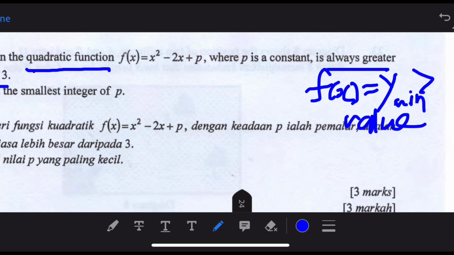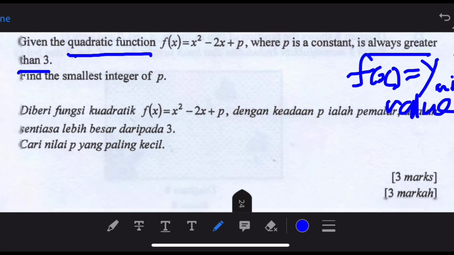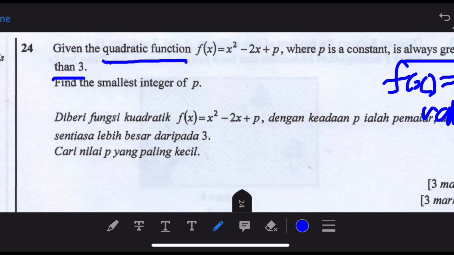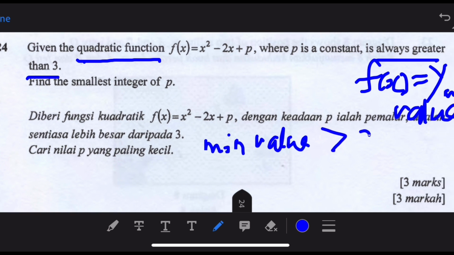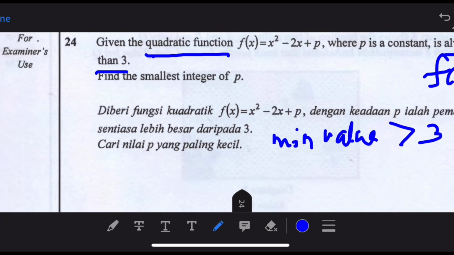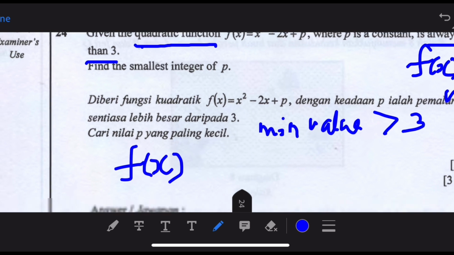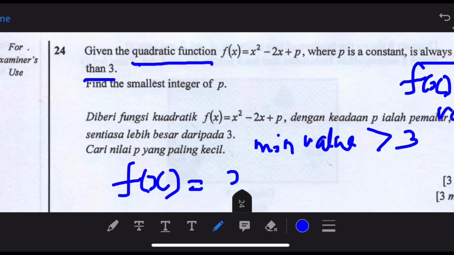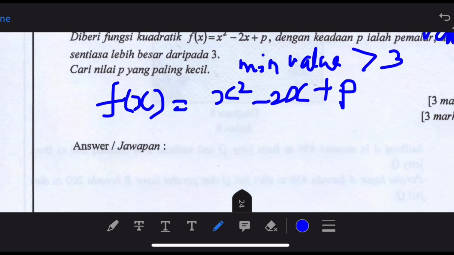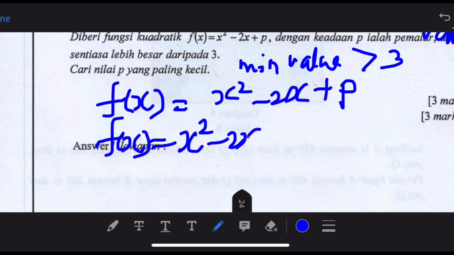We will try to use many ways. There are 3 ways actually. One is completing the square, the other is using the formula x equals negative b over 2a, which is the formula for the axis of symmetry. The third method is you can use dy/dx to find the turning point, because at the minimum and maximum point, dy/dx is always equal to 0. So your function is f(x) equals x squared minus 2x plus p.